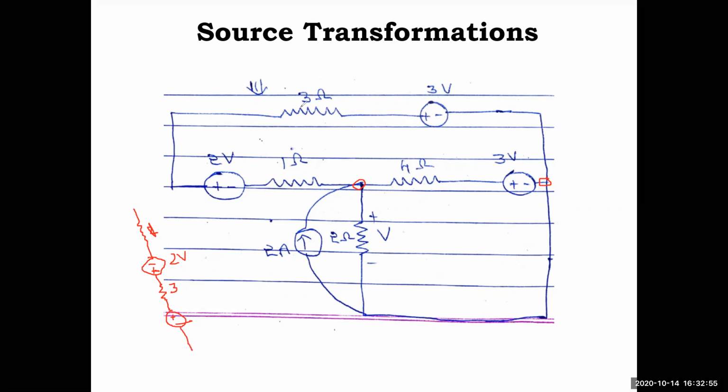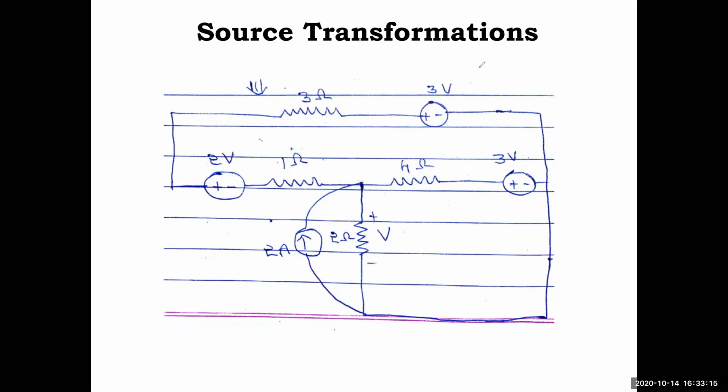So 3 plus 1, how much? 4 ohm. And now this minus plus 2 volt, and this plus minus 3 volt is there. So whichever is having highest value, will keep that notation plus minus. And now you have to subtract this. 3 minus 2 is 1 volt. Okay, so that will show it in next figure.